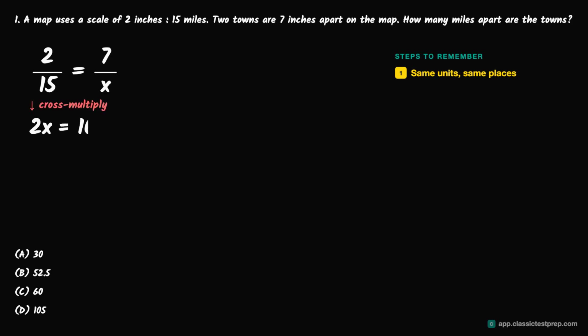Okay, now we're going to cross multiply. See the algebra? So 2x is going to equal 105. Divide both by 2, and x becomes 52.5 miles, and that is answer B.